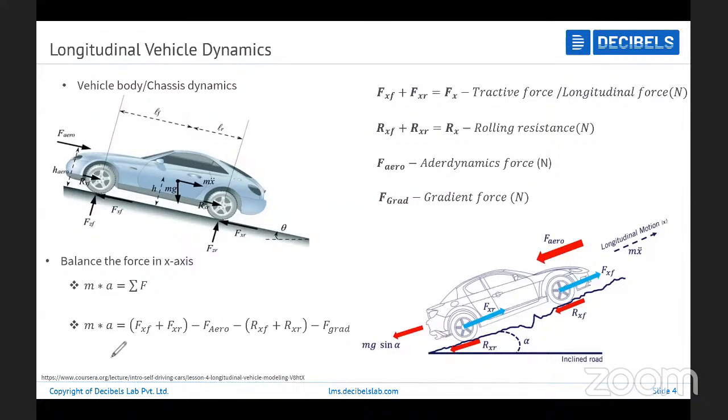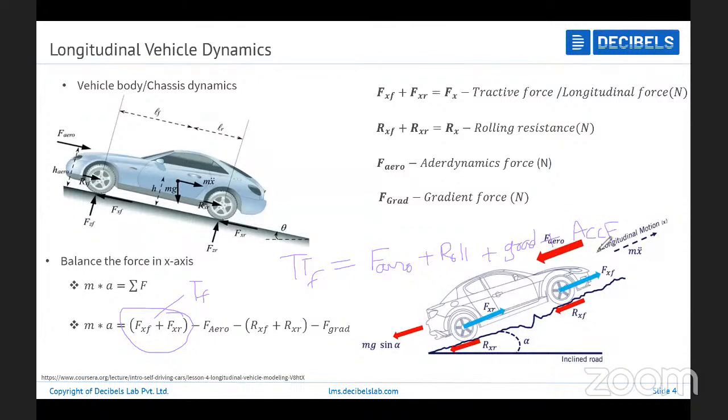To estimate that, we are going to consider it as a part of it. As I mentioned, this defines the total tractive force, or the longitudinal force. If I reverse this equation, this is considered as the total tractive force. So the total tractive force equals F aero, that is the aerodynamic force, plus the rolling force, plus grade, plus the acceleration force.